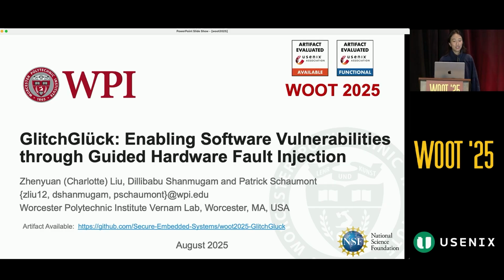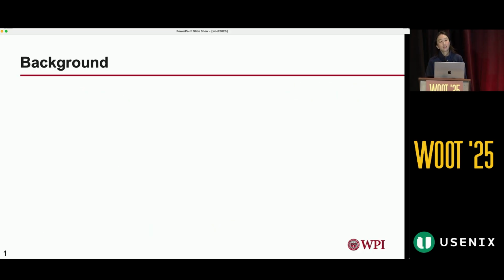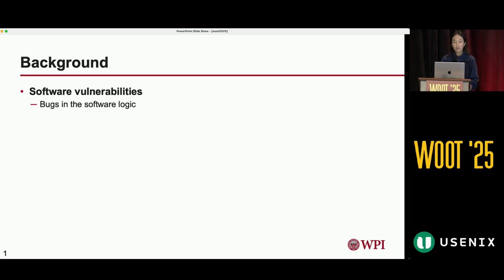Today I present you GlitchGlück. It's a guided hardware fault injection that will be able to trigger software vulnerabilities. So what are software vulnerabilities? Well, these are the bugs in the software logic that could be exploited to cause undefined processor state or undefined behaviors. And of course, there are software level countermeasures that could be able to protect them.